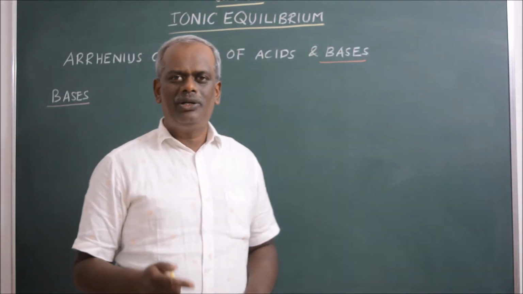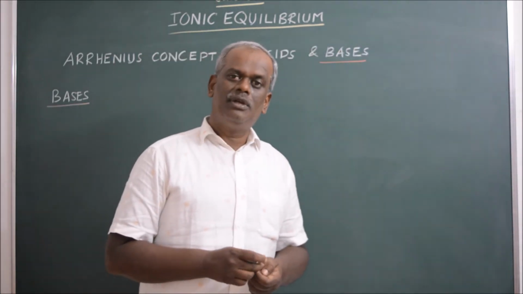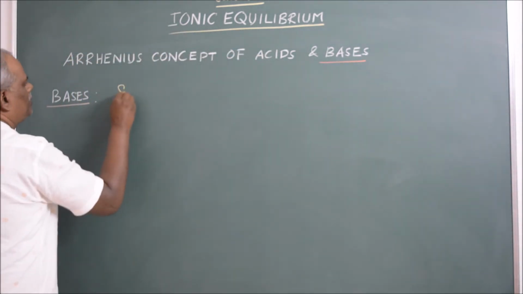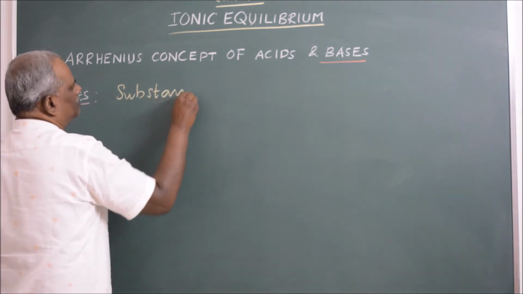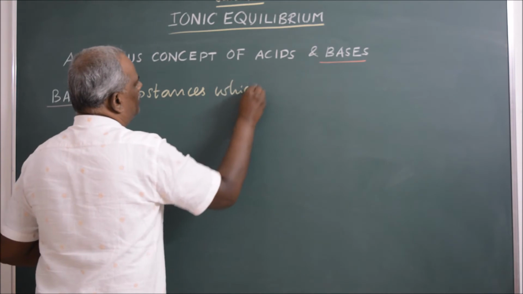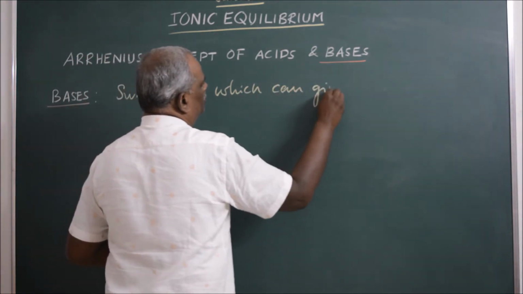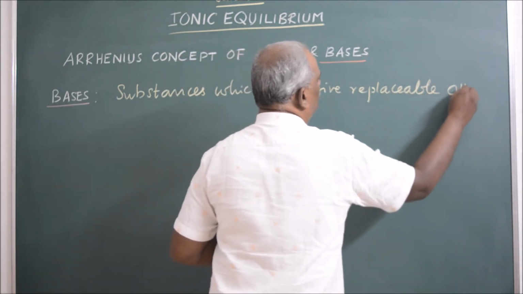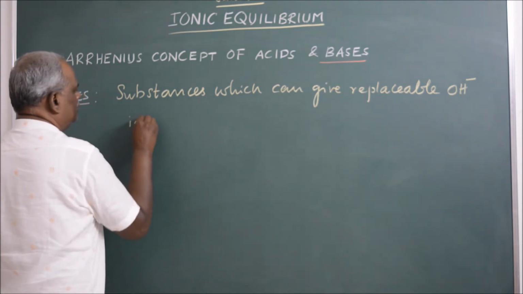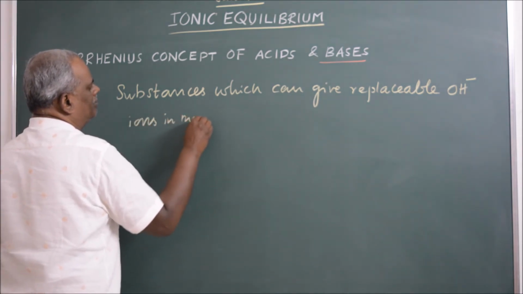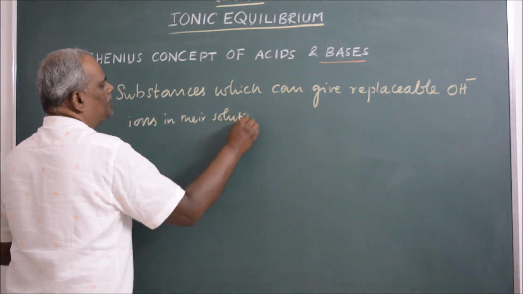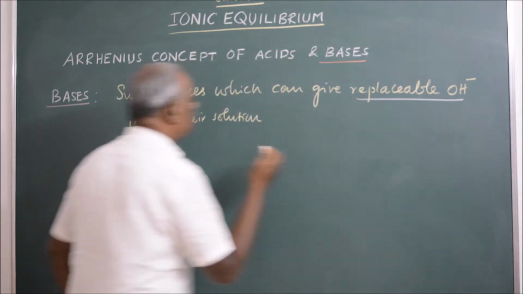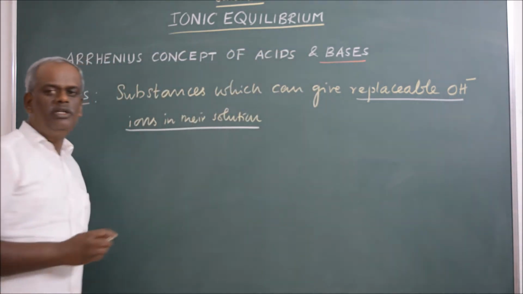Okay. According to the Arrhenius concept of acids and bases, what are called bases? Bases are the substances which can give replaceable OH minus ions in their solution. So what are all the substances which are giving replaceable hydroxyl ion in particular in their solution are said to be bases.